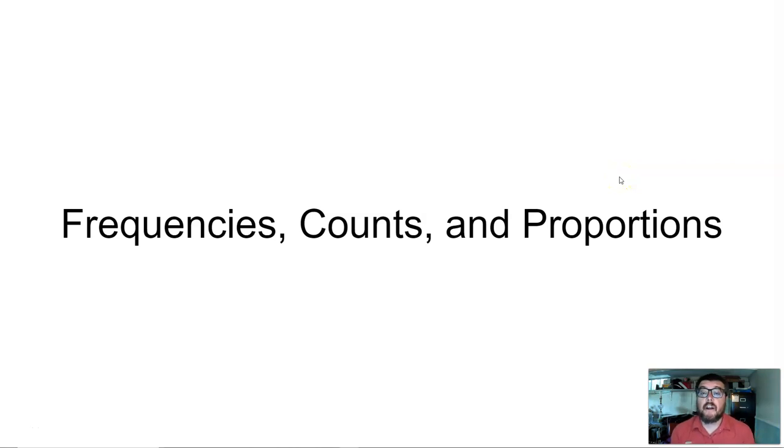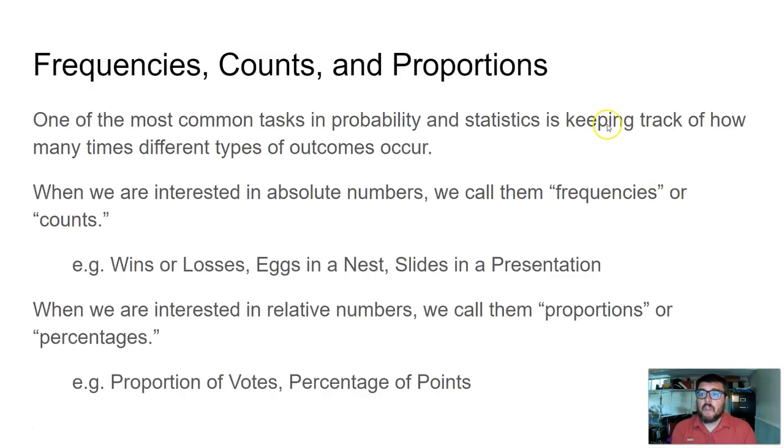So the next part of basics of probability is frequencies, counts, and proportions. How do we keep track of things when we're talking about probability? So one of the most important things that we have to do is to keep track of how many times different types of outcomes occur. Talked about outcomes before in the last video.